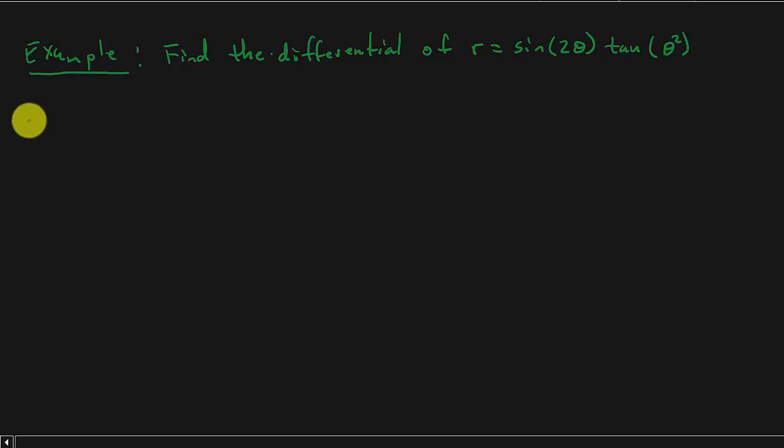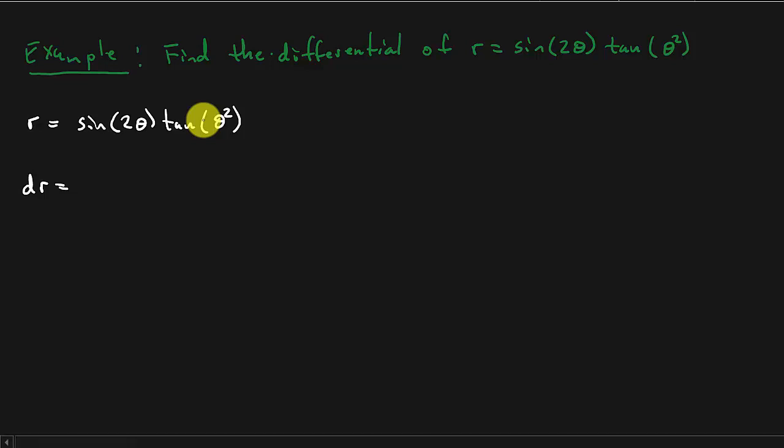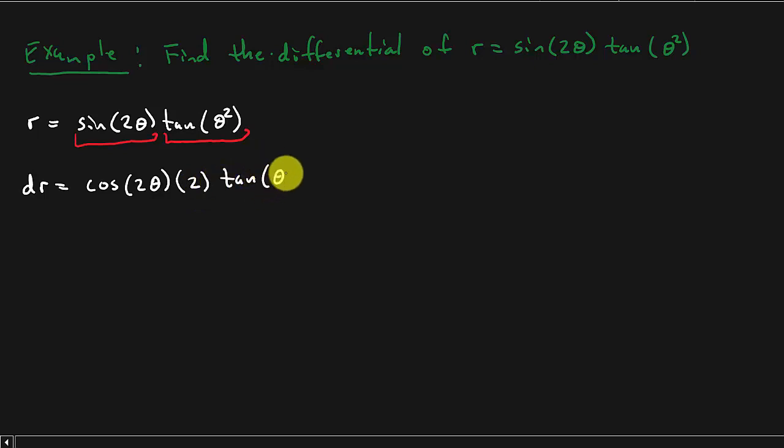So let's do this. We've got r equals sine 2 theta tangent theta squared, and we want to find the differential. So we've got dr is equal to, now when I find the differential of this, what do I have to do? Product rule. I've got 2 functions here. There's my first function, there's my second function. So the derivative of sine 2 theta is cosine 2 theta times the derivative of what you're taking the sine of, which is 2, times the second function.